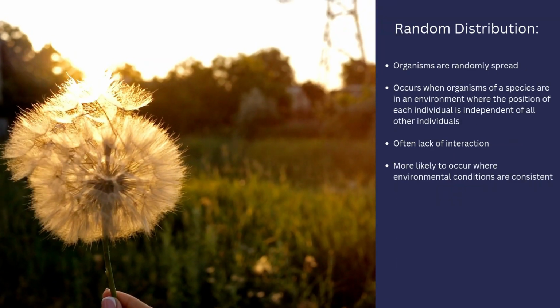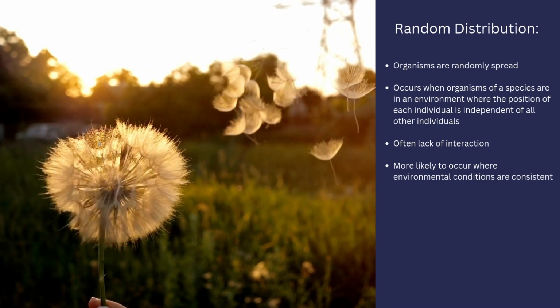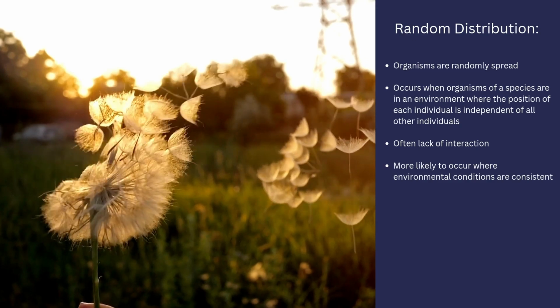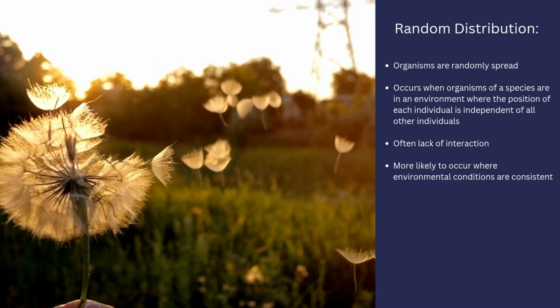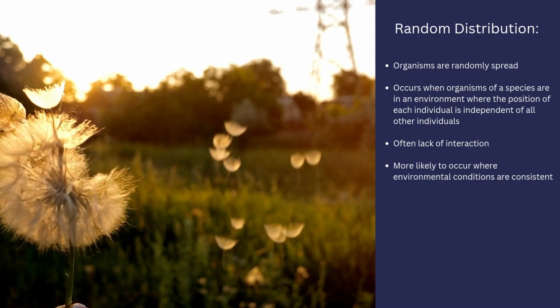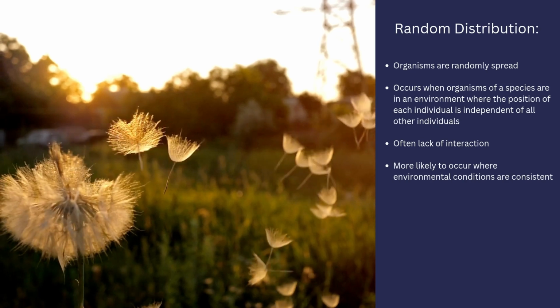Random distribution is when organisms are randomly spaced. This occurs when organisms of a species are in environments where the position of each individual is independent of all the other individuals. And this is most likely to occur in environments where everything is usually consistent.